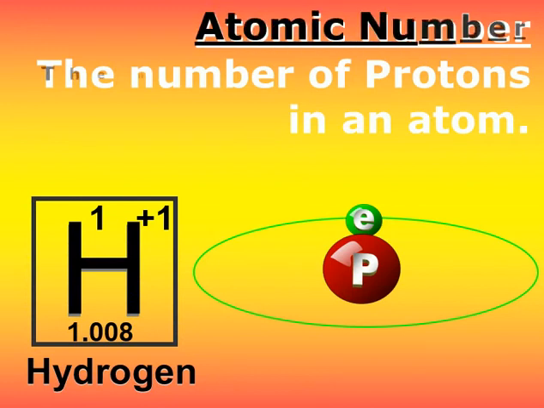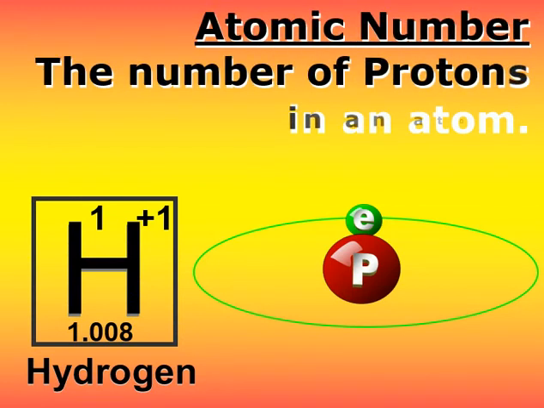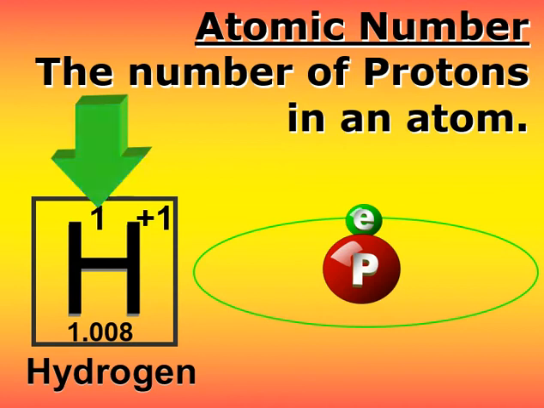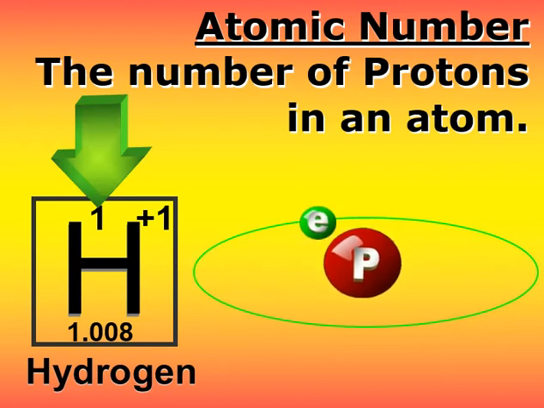Atomic number indicates the total number of protons present in the nucleus of an atom. In other words, the total number of protons present in the nucleus of an atom shows the atomic number of that particular atom.